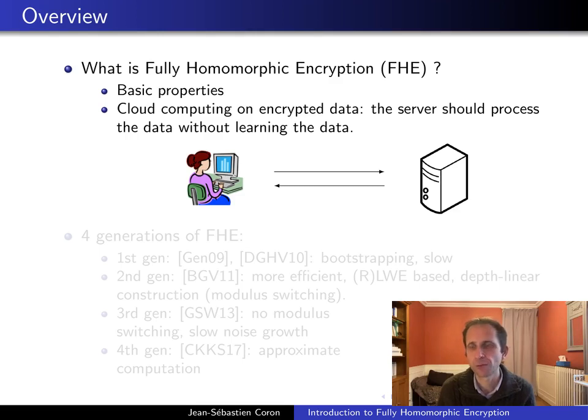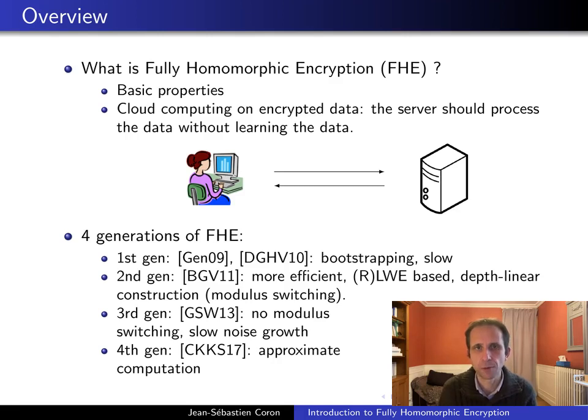In this lecture, I provide an introduction to fully homomorphic encryption. First, I will explain the basic properties, and then I will also describe some applications. The main application is cloud computing on encrypted data. That is, if Alice has some private data and she wants to delegate some computation to the server, she is going to encrypt her data, and the server will process only encrypted information, so that she will not reveal her data to the server.